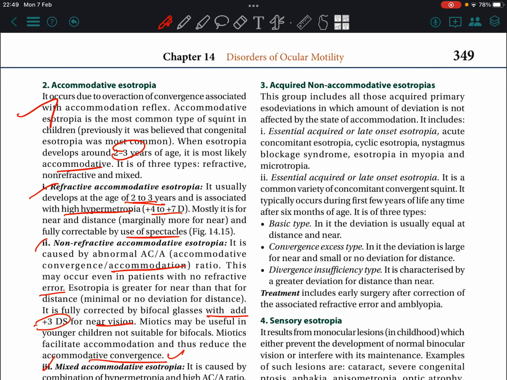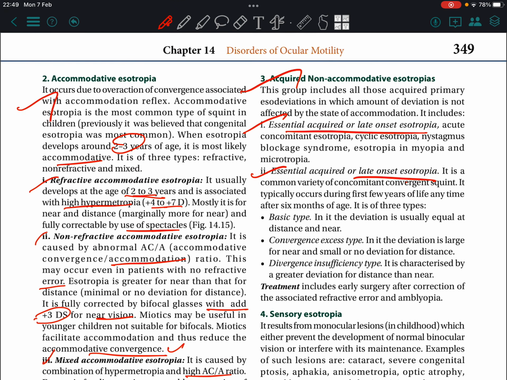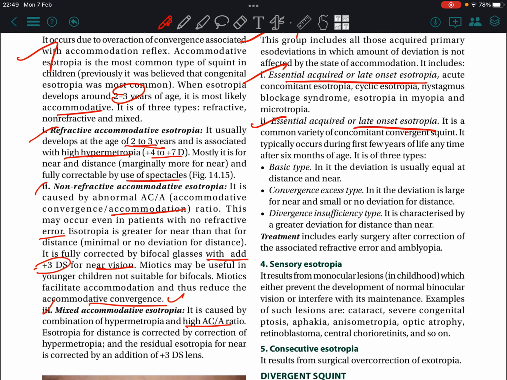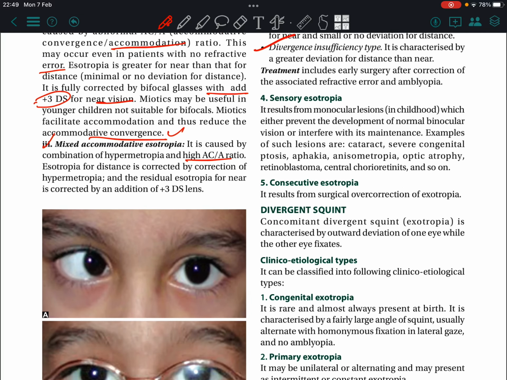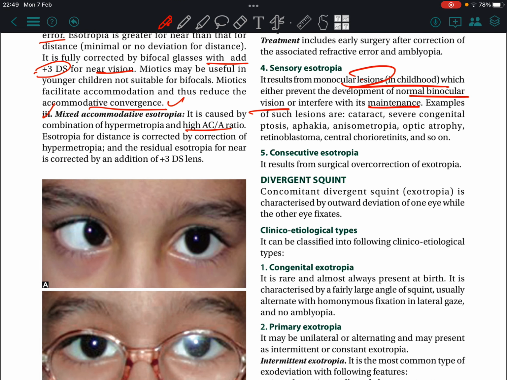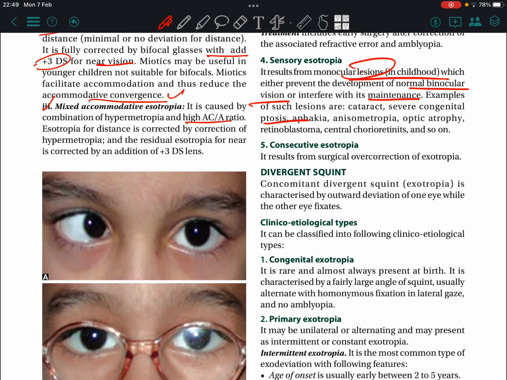Acquired non-accommodative esotropia: essential acquired or late onset. Basic type, convergence excess, divergence insufficiency. Sensory esotropia results from monocular lesions in childhood which either prevent the development of normal binocular vision or interfere with its maintenance. Examples of such lesions are cataract, severe congenital ptosis, aphakia.